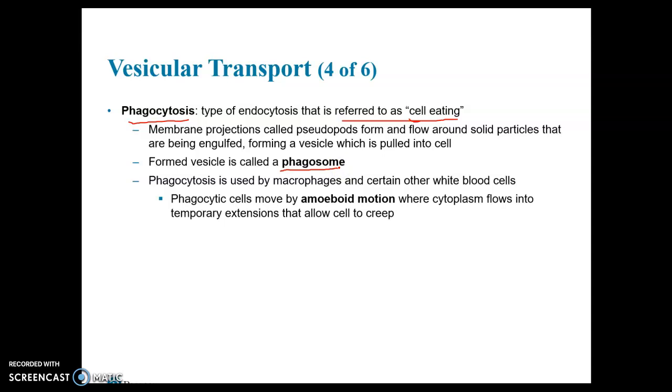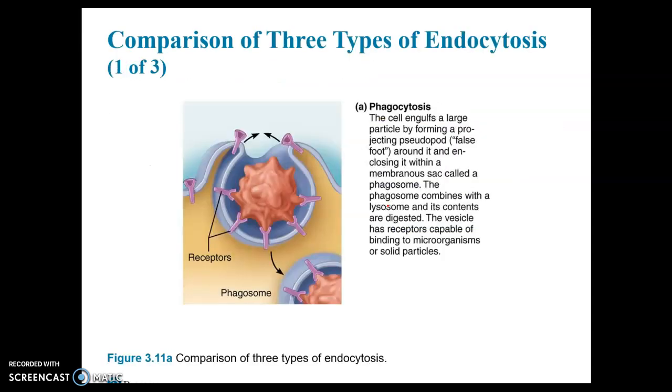Macrophages and other white blood cells like neutrophils carry out phagocytosis. That's how they engulf bacteria and other germs, pathogens. So the movement of these cells is called amoeboid motion because they move like an amoeba and they kind of creep along, move very slowly.